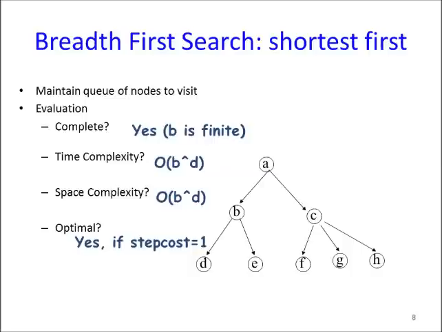It's interesting, but out of the scope of this discussion. As far as we are concerned, we are going to maintain all of these in the search tree in memory, and therefore it will be about b to the d plus 1 or something. And yes, it is optimal only if your step cost is 1.